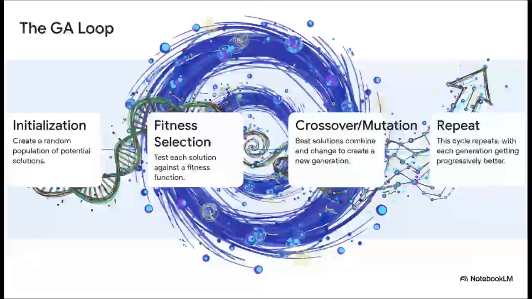And this whole thing works in a loop. So first you start with a whole bunch of random potential solutions. Then you test them all to see which ones are the fittest, which ones are actually any good at solving the problem. The best ones, they get to reproduce. Their code gets combined in a step called crossover, and you throw in a few random mutations just to spice things up and discover new possibilities. You just keep repeating that cycle, and with every new generation, the solutions get better and better. It is literally digital survival of the fittest.